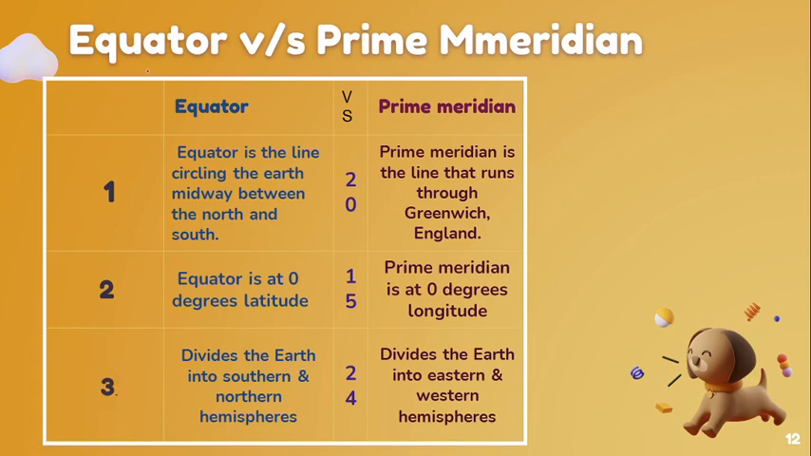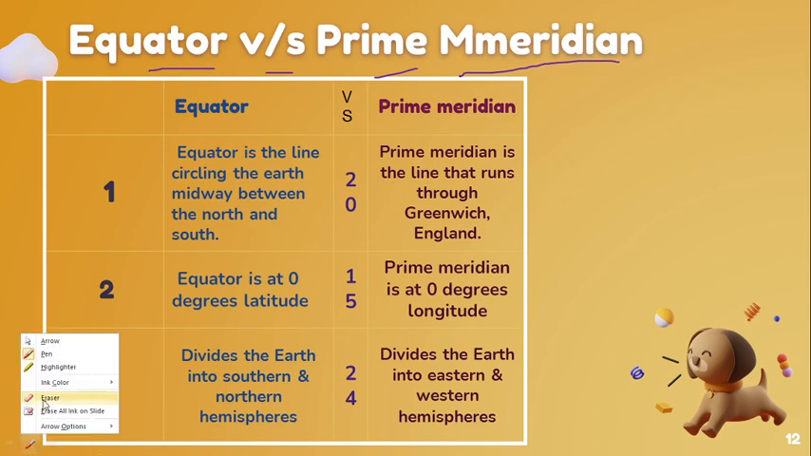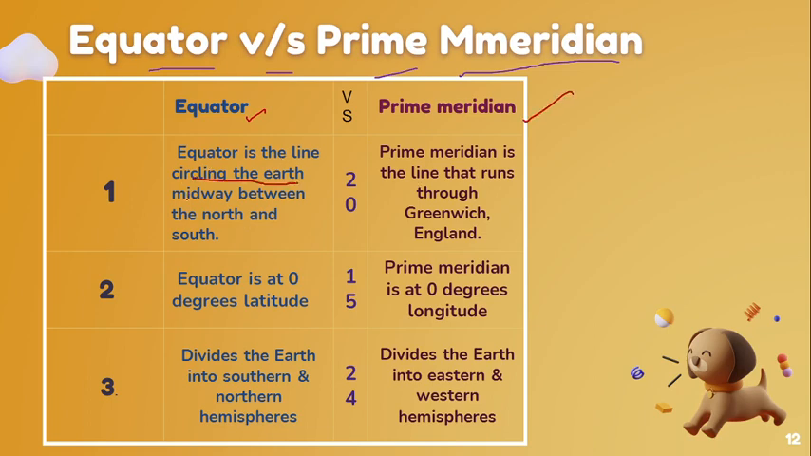Coming to the next, now here we have versus. Equator versus prime meridian. Let us take a maroon color. So the equator, and here we have the prime meridian. The equator is the line circling the earth midway, between the north and south.